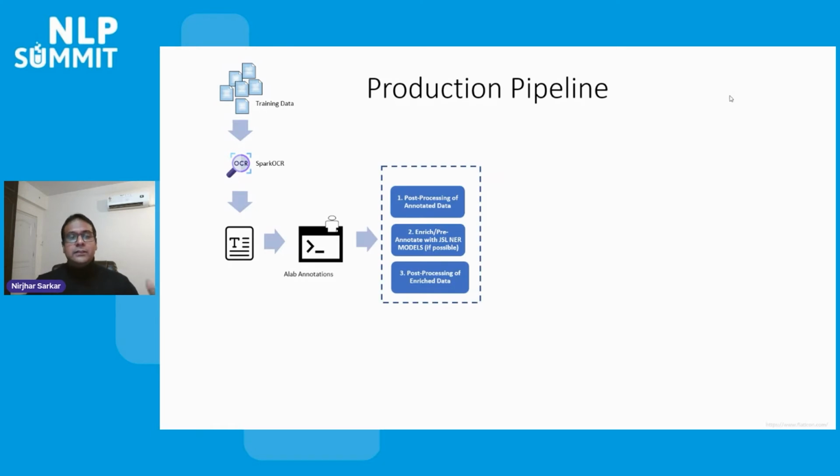Once you have annotated, using JSL libraries we extract the text files and then send them to post-processing of the annotated data. It could be that the annotators, while they were annotating, may have added an extra space, so you get rid of those. You may want to get rid of some of the additional lines. And then we also enrich and pre-annotate with some of the JSL licensed models wherever possible. For example, we use DAID, and we also do some kind of post-processing enrichment of the data.